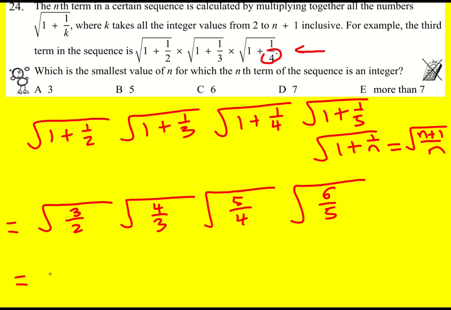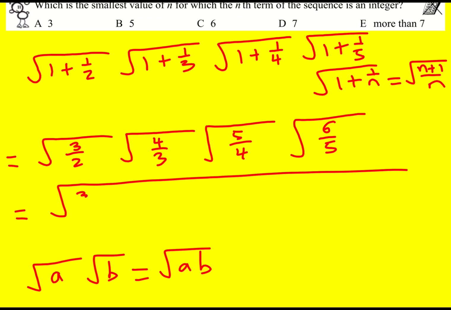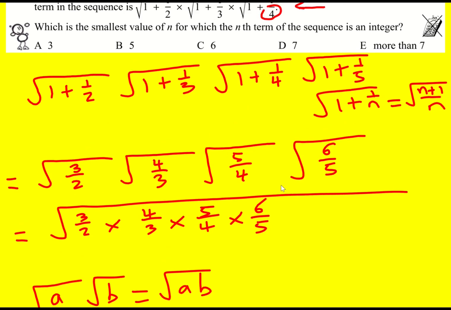Now, we can bring these inside the square root. When you're timesing things, root a times root b is root ab. So I'm going to get 3 over 2 times 4 over 3 times 5 over 4 times 6 over 5, and so on. Okay, and I'm just going to keep going until I get an integer. So the 3's are going to cancel, the 4's are going to cancel, the 5's are going to cancel.